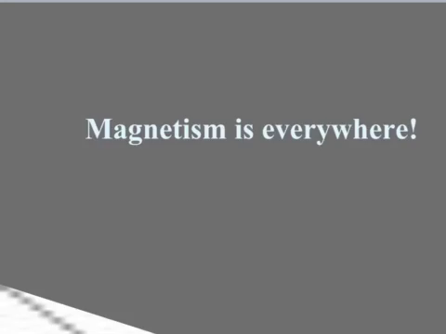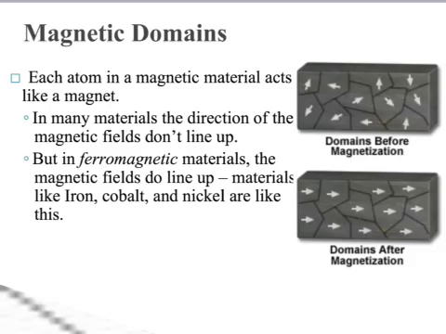So, magnetism is everywhere, and I just want to point out a few of the places where you might be surprised to find it. One thing is something called magnetic domains. Each atom in a magnet material acts like a magnet. Every atom. And we're going to learn why later, okay? Each one has a direction of the magnetic field, so this end would be north and this end would be south. In things that are magnetized, these all point the same direction.